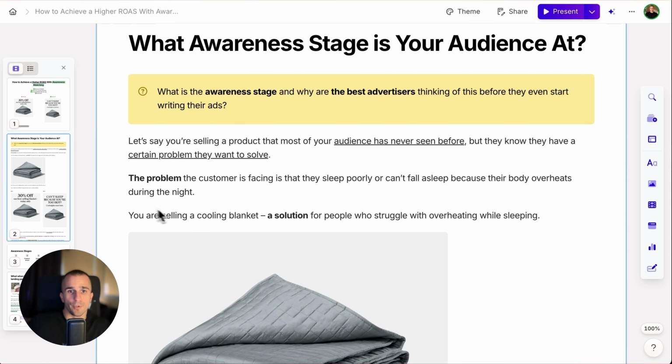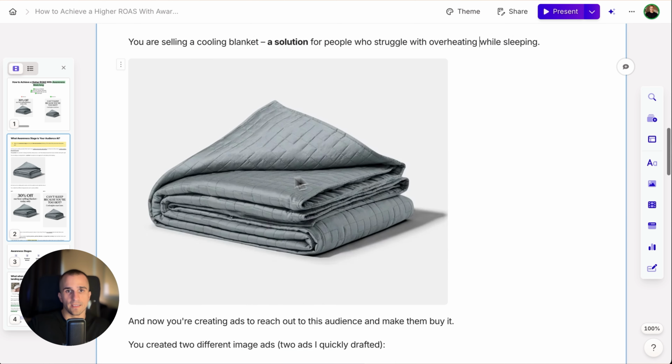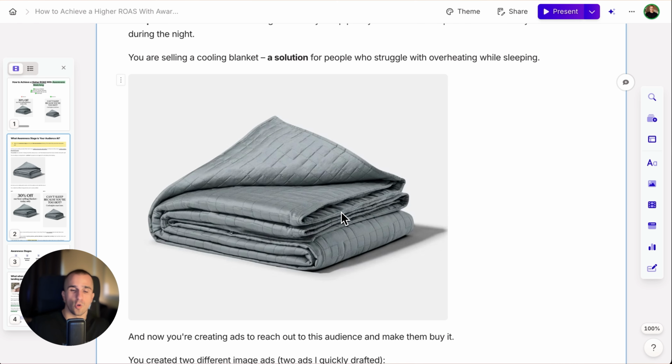To solve that problem, you're selling a cooling blanket, which is a solution for all these people who struggle to fall asleep because of the overheating. This is just affecting their sleep. They have that problem and they still don't know that you have the solution for their problems. This is just going to be an example which will help you understand this concept, and we're going to tie it all together so you get a complete picture of how you can apply this. So this is the cooling blanket that you are selling that is solving that problem.